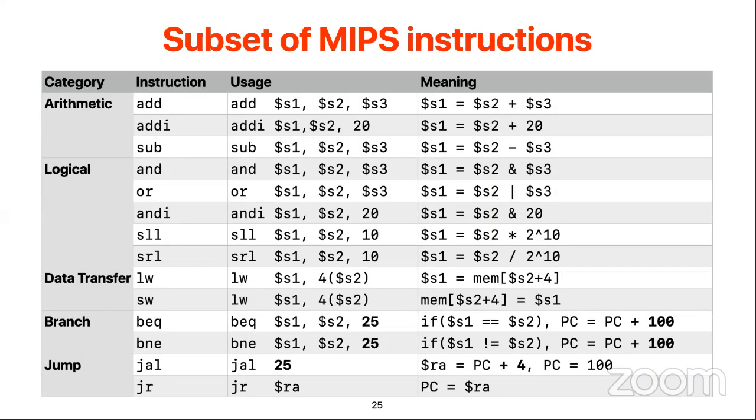For this class, this is just the subset of MIPS instructions that you will be using most frequently. And the usage of these instructions is right here. Like for the add instruction, if I'm adding s1, s2, s3, it means s1 equals s2 plus s3. So the target is the first operand.